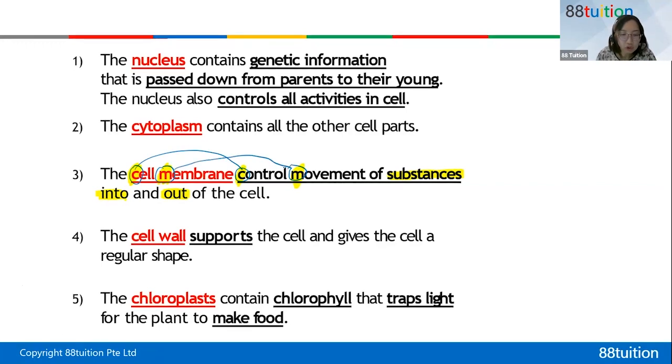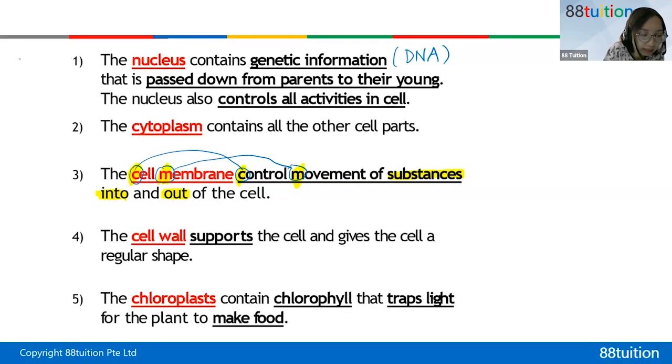Okay, then nucleus, genetic information, DNA. You do not need to know what DNA stands for. You can just write contains DNA that is passed down to the next generation, or passed down from parents to their young, right? Then nucleus controls all activities in the cell, right? So in the analogy of a school, nucleus will be like the principal. Principal controls everything in the school, right? Principal will decide whether it's half day today or full day today. All right, so the nucleus is like the principal.